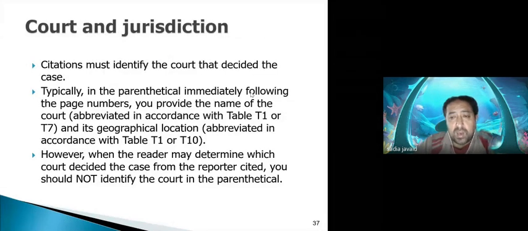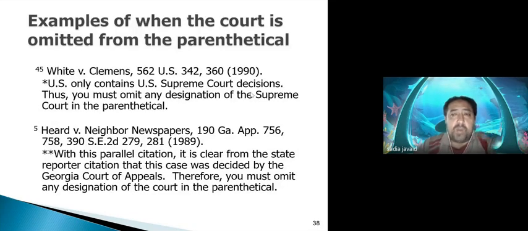You are looking here at tables T1, T7, T10, all having their descriptions. When the reader may determine which court decided the case from the reporter cited, you should not identify the court in the parenthetical. Otherwise, the citation must identify the court that decided the case. Here is an example of when the court is omitted from the parenthetical: White versus Clemens, 562 US 342, 316 (1990). US only contains US Supreme Court decisions. Thus, you must omit any designation of the Supreme Court in the parenthetical.